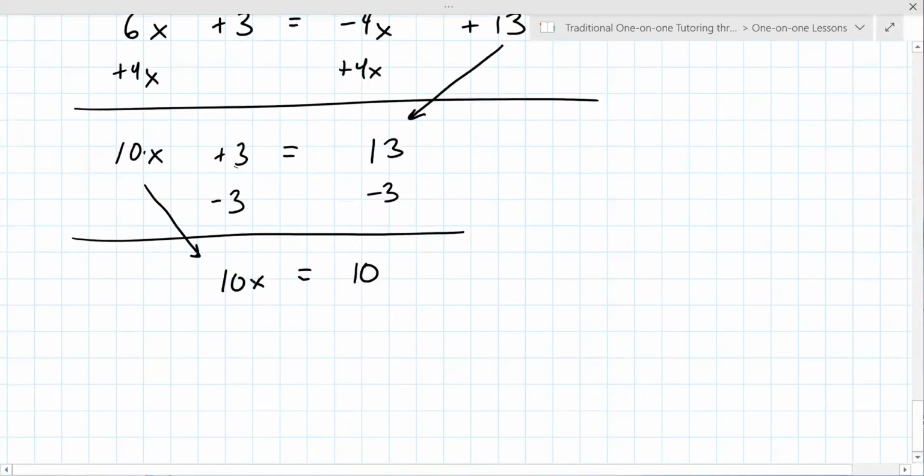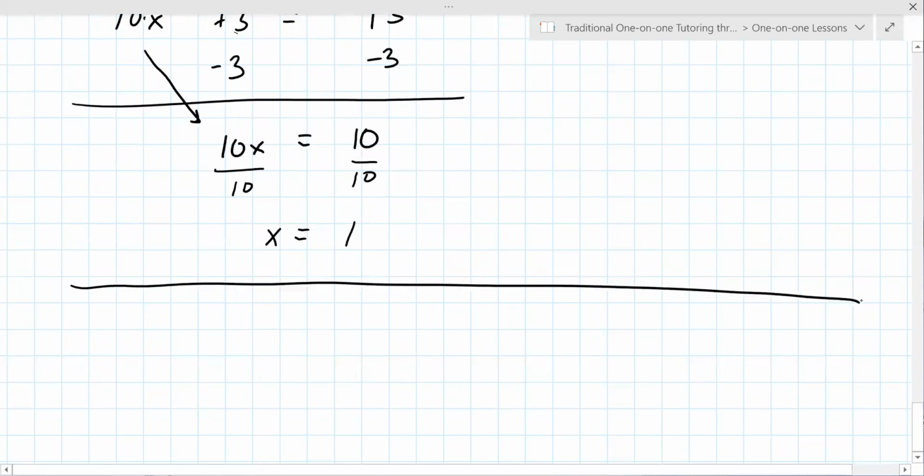Okay, and how do you undo multiplication by 10? Division. Divide by 10. So x equals... you have 10 things and 10 friends. How many things does each friend get? 10 or 1. You have 10 chicken nuggets and 10 friends. Yeah. How many chicken nuggets does each friend get? 1. Okay.